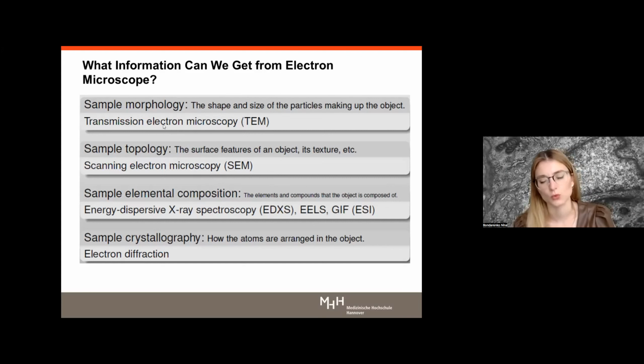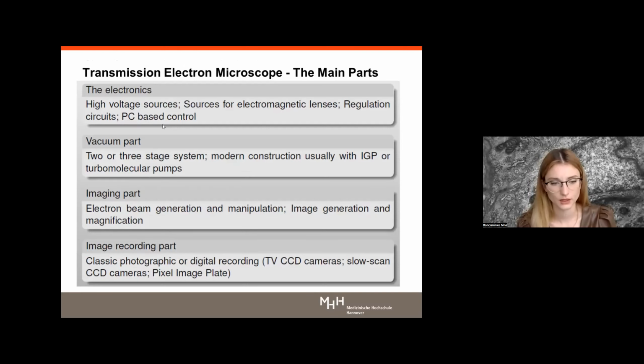Sample morphology. When we are talking about TEM, we can recognize the shape and size of the particles that you can find in the object. And when we are talking about scanning electron microscopy, you can recognize sample topology, like the surface features of an object and its texture. Also, you can use electron microscopy for sample element composition and sample crystallography. For example, how the atoms are arranged in the object, and so on.